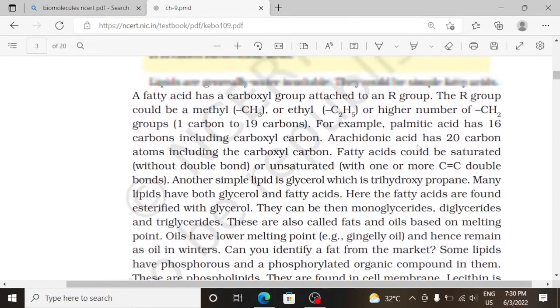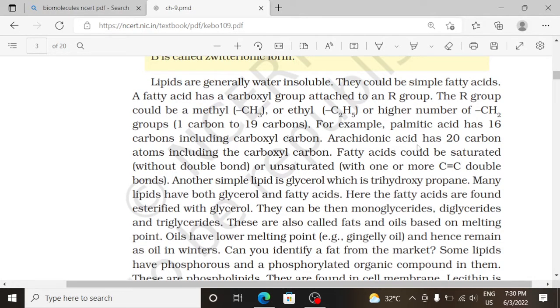Lipids are generally water insoluble. They could be simple fatty acids. A fatty acid has a carboxyl group attached to an R group. The R group could be a methyl, that is CH3, or ethyl, that is C2H5, or a higher number of CH2 groups, 1 carbon to 19 carbons.